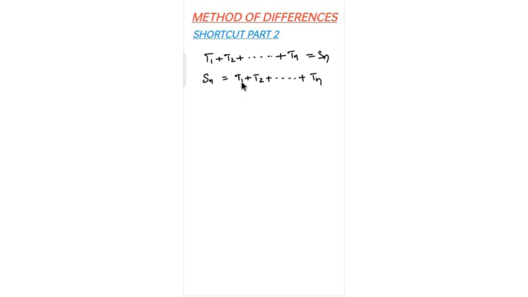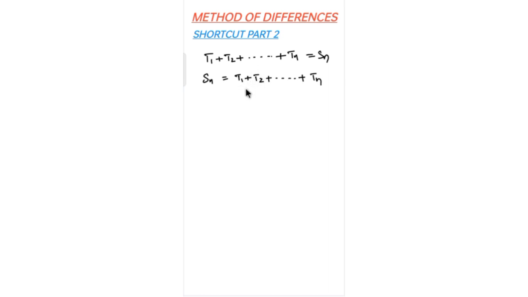Now the differences between these T1, T2, Tn are not in AP, not in GP or not in HP. If they were in some standard series like an arithmetic series or geometric series, we could have used that formula itself to find the Sn, but they are not in any of them. So for finding the general value of Tn and Sn, we are doing this.